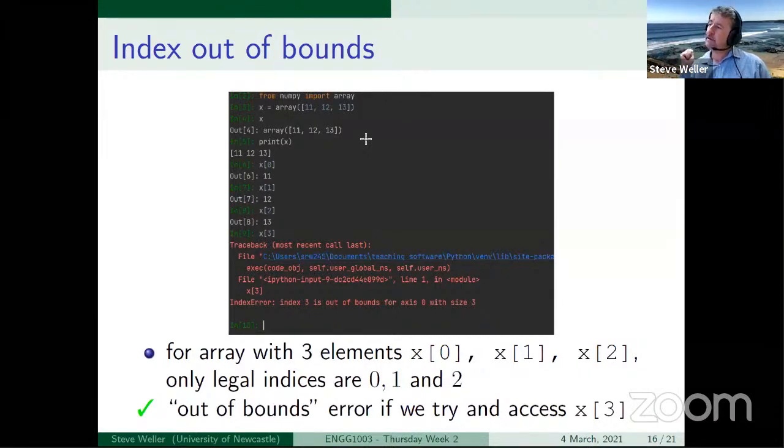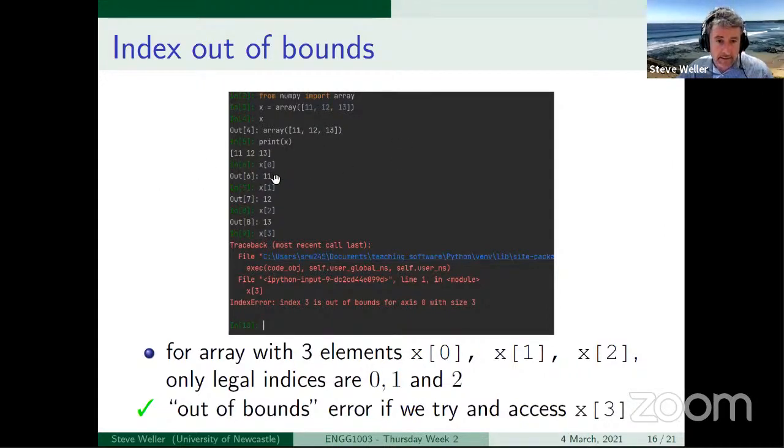That means the lowest index in an array is always 0, and then we count upwards from there. So if we have a three-element array whose elements are 11, 12, and 13, then x0 is 11, x1 is 12, x2 is 13, and x3 is not defined. We count from 0, and there are three elements. They must be labeled with indices 0, 1, and 2.